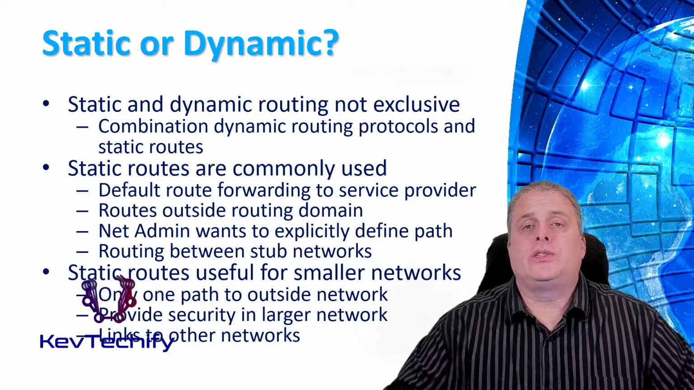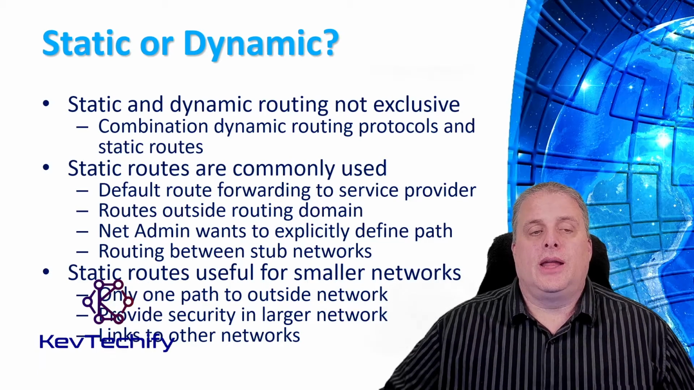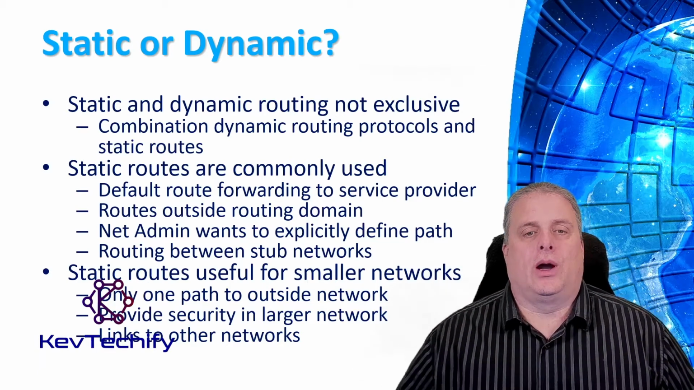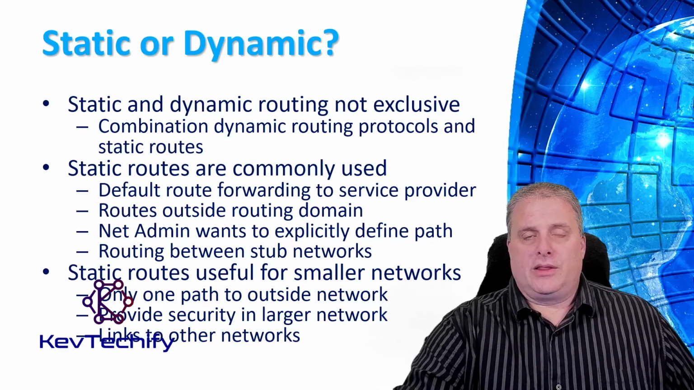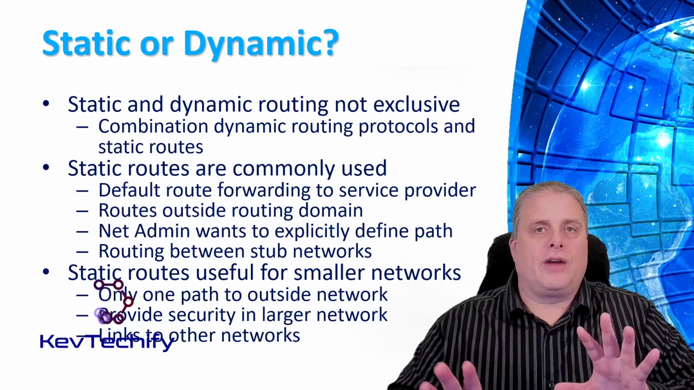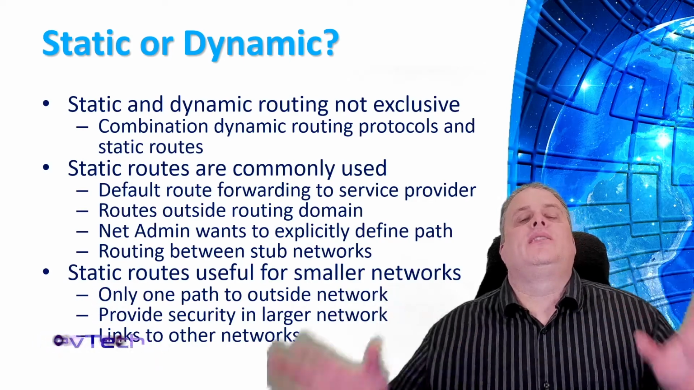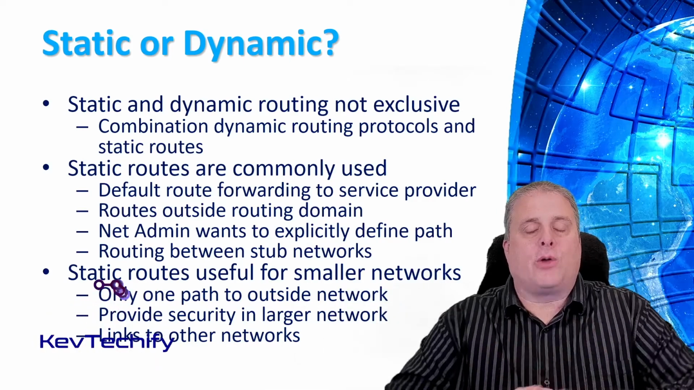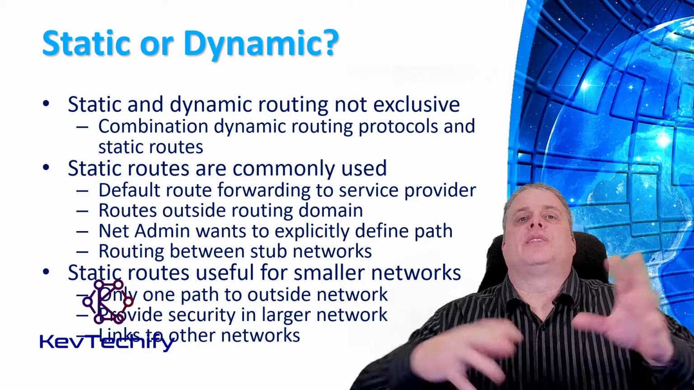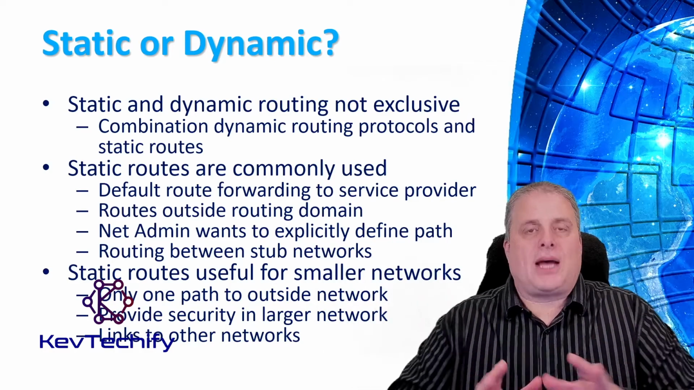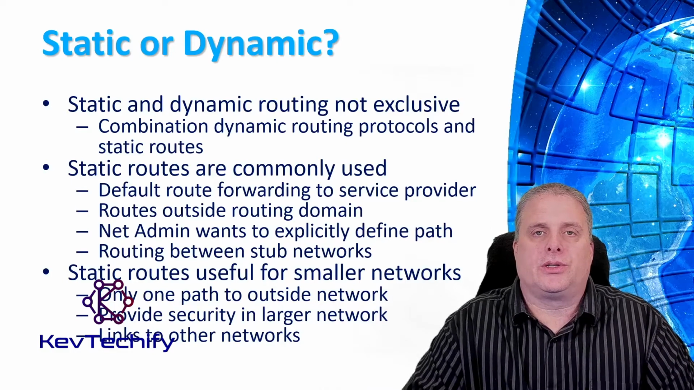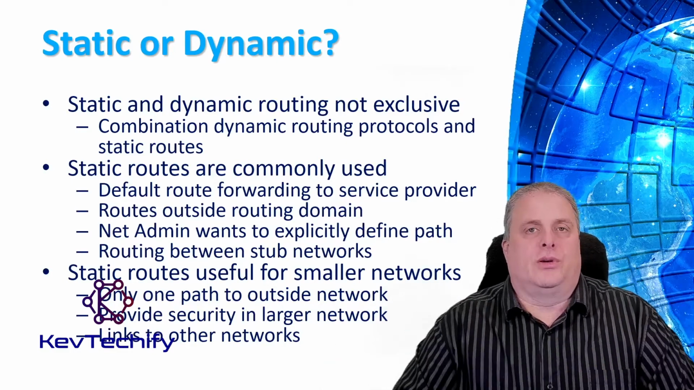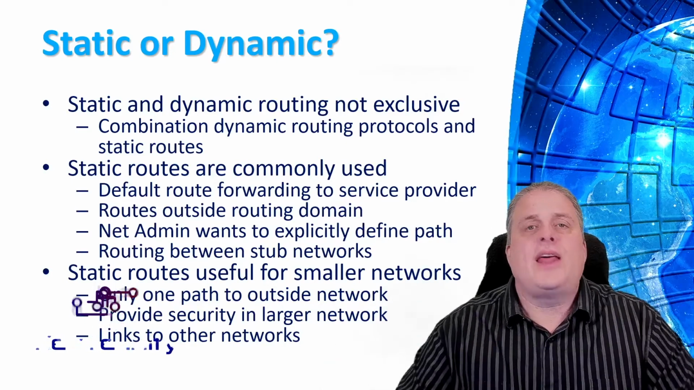Now, static routes are typically used in networks when you want a default route going to your service provider. Your service provider keeps track of every network, every way to get to those networks on the entire internet. So think about those thousands and millions and possibly billions of networks out there, now that we've got IP version 6 also. Keeping track of all of those, you don't want to do that on your network.